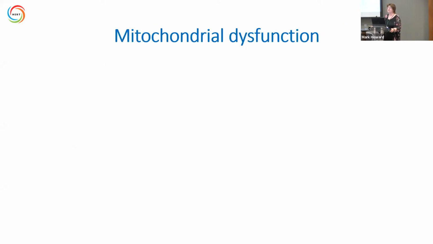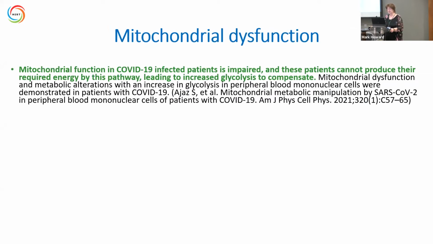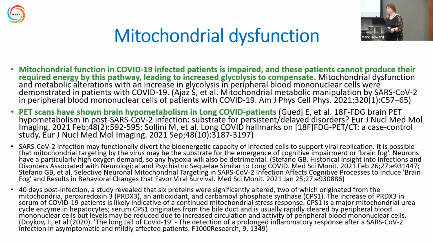Mitochondrial dysfunction, we've had quite a lot on this already, very well explained. All I need to say is that it's impaired in COVID-19 patients. Patients can't produce their energy by the mitochondrial pathways. If you remember from Mitochondria Day, those of you who were there, we talked about how glycolysis can be a compensatory mechanism when energy is needed in an emergency and when the mitochondria are not functioning as they should. And that's exactly what's happening here in long COVID. PET scans, just to confirm the point, have shown brain hypometabolism, which is a very good indication.